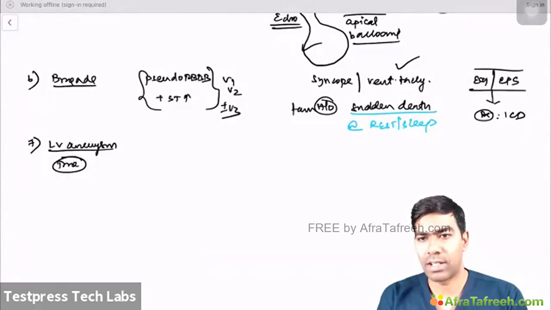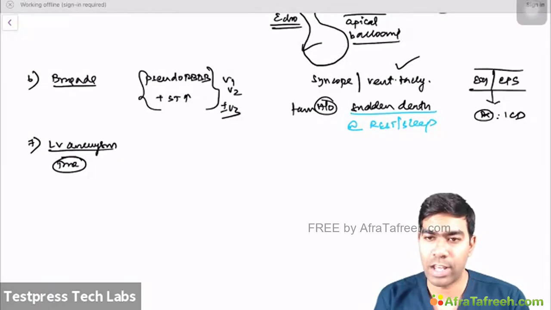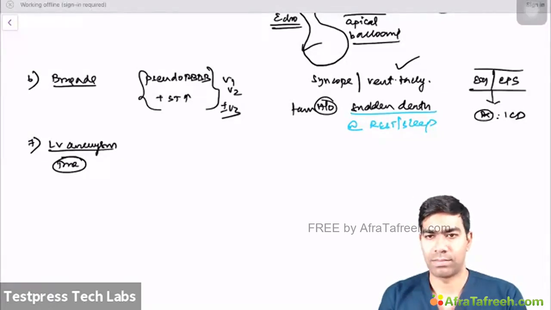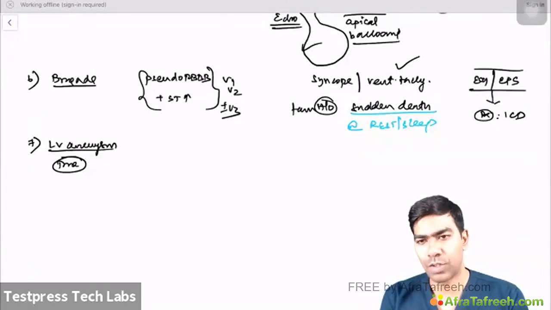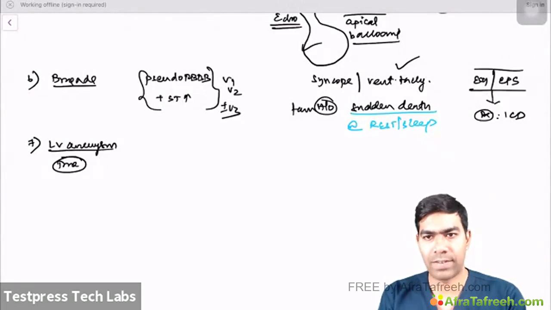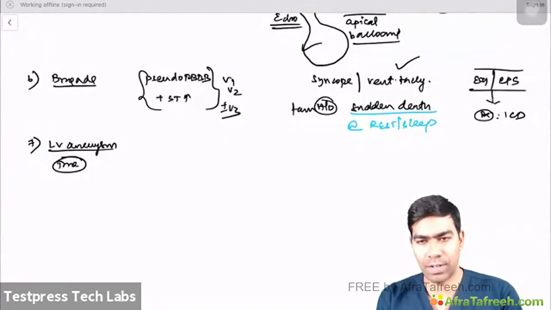Expand ICD: implantable cardioverter defibrillator. Clear, it's a mobile defibrillator. The patient carries it within them all the time, which means it will be implanted in the chest, and it can give a shock whenever the patient needs it. Whenever they go into tachyarrhythmia, it gives a shock and reverts it, and the patient gets better. That's why it's the treatment of choice.